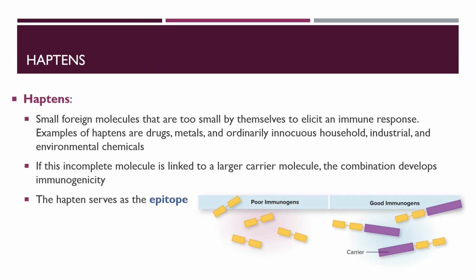Haptens are small foreign molecules that are too small by themselves to cause an immune response. Some examples of haptens are drugs like penicillin, metals, ordinary, innocuous household, industrial, environmental chemicals, things like that. If this incomplete molecule is linked to a larger carrier molecule, however, the combination develops immunogenicity. The hapten serves as the epitope.